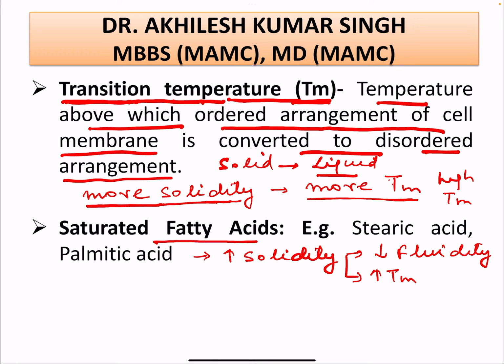The saturated fatty acids, this I told you, example stearic acid, palmitic acid. What do they do? They will increase the solidity of the cell membrane, and when solidity of cell membrane increases, what will happen to the transition temperature? More Tm, more temperature required to convert the ordered arrangement into the disordered. So it will increase the Tm. And I just told you the solidity will decrease the fluidity.